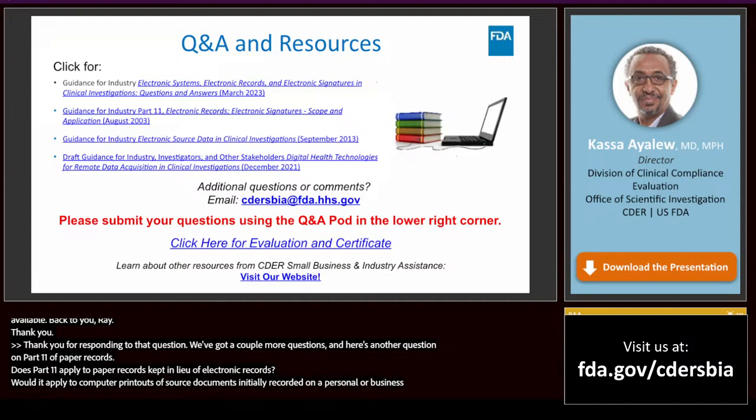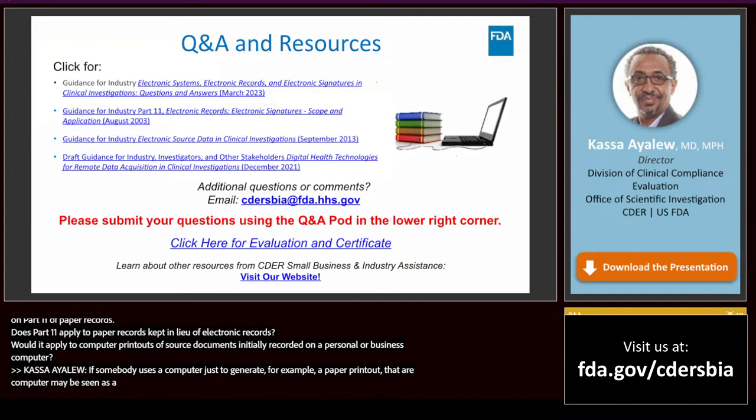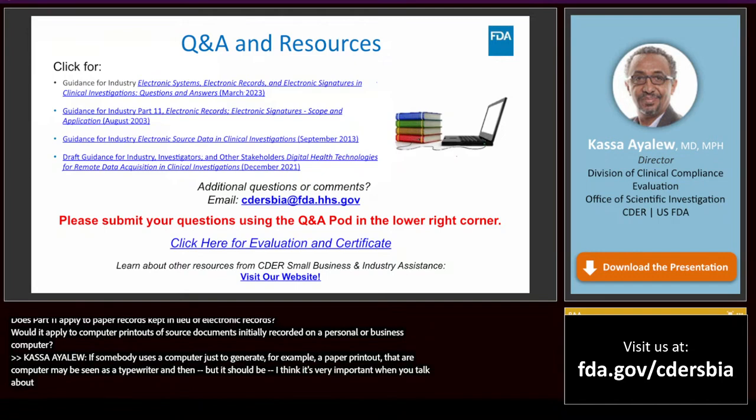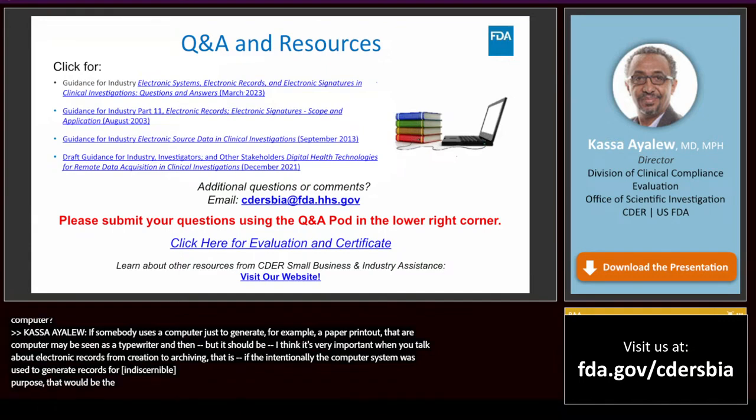If somebody uses a computer just to generate, for example, a paper printout, for example a Word document, that computer may be seen as a typewriter. But I think it's very important, when we talk about electronic records from creation to archiving, that if the computer system was intentionally used to generate records for regulatory purpose, that would be the source. But a printout is going to be considered a paper record.